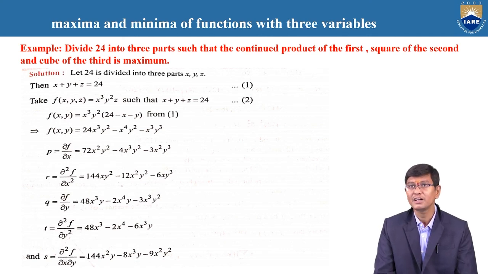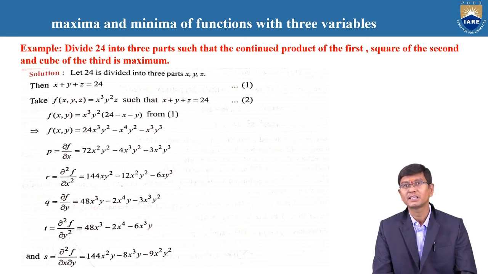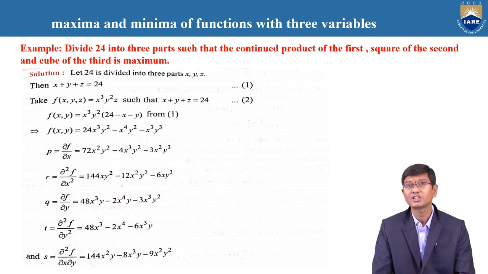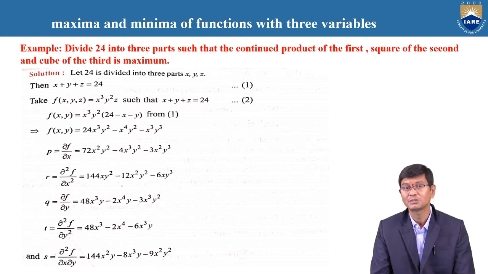Once again, given the continued product of the first, the square of the second and the cube of the third, assume that f of x comma y comma z is equal to x cube y square into z. We observe that two equations are given, therefore we need to convert into a function of two variables only. The second equation is x plus y plus z is equal to 24. From that equation, z is equal to 24 minus x minus y. Therefore, when we convert f into two variables, the function becomes x cube into y square into 24 minus x minus y.